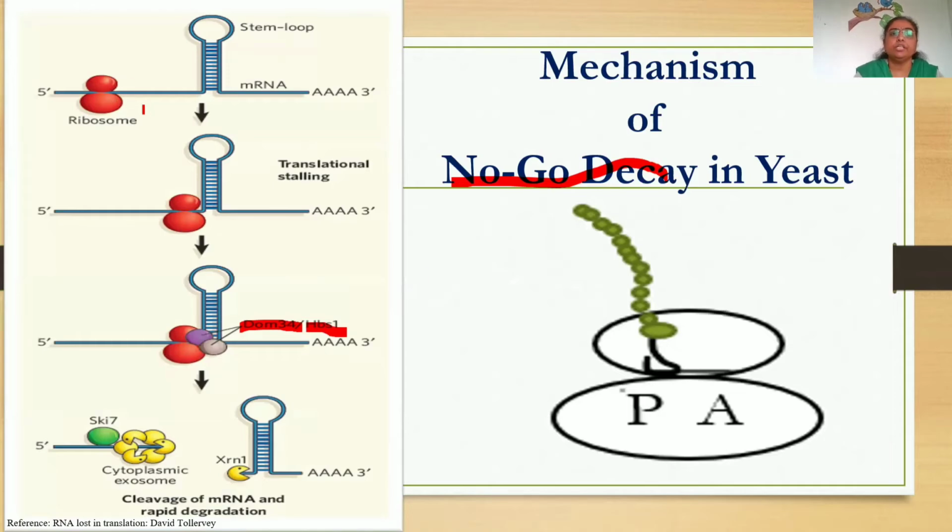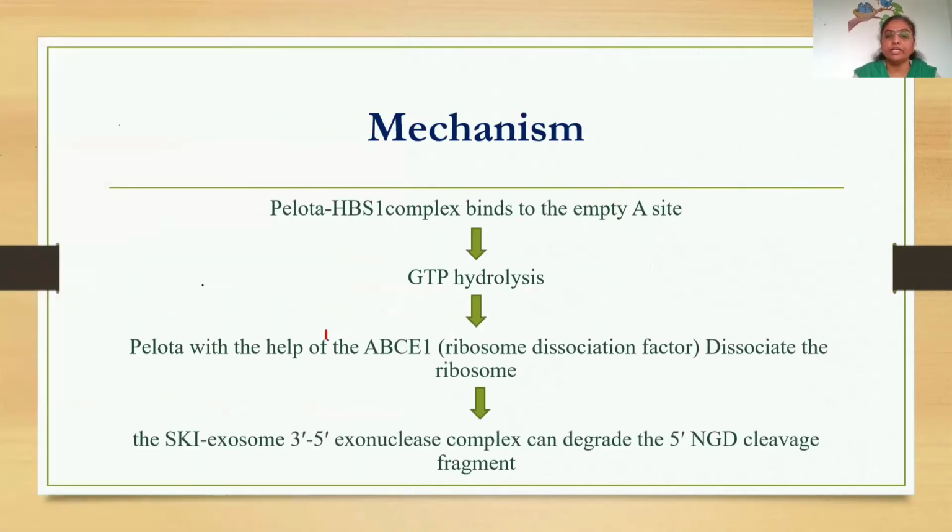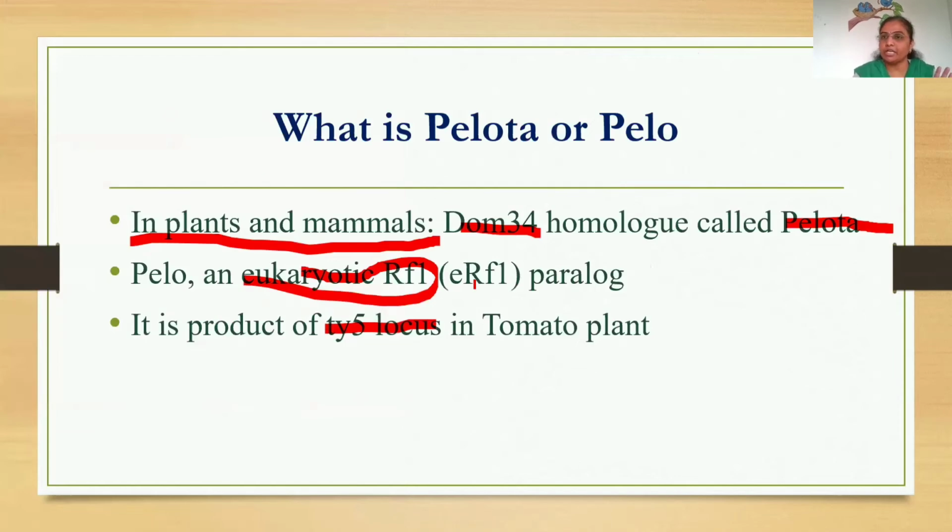Here there is a stalling of the ribosome during elongation. When the ribosome stalls in mammals and plants, the protein that comes here is Pelota. Dom34 is in yeast, but Pelota is in mammals and plants. So Pelota comes with Hbs1. Pelota is a eukaryotic release factor.